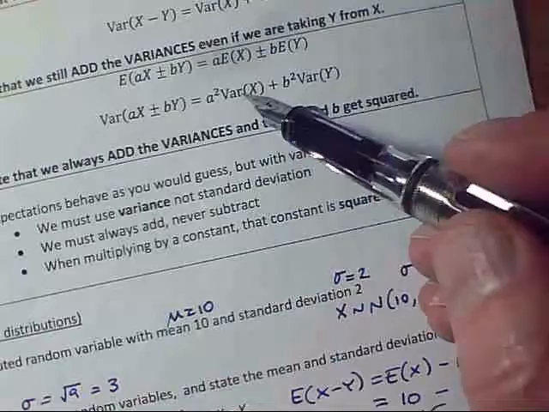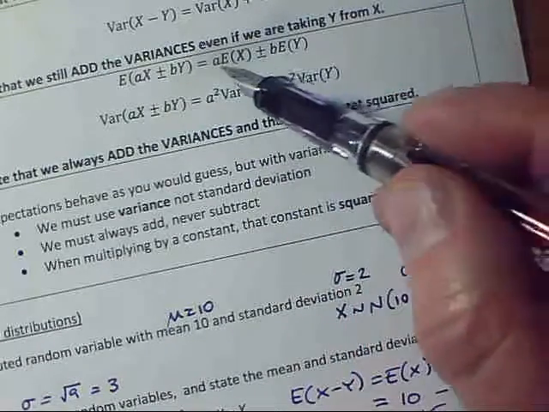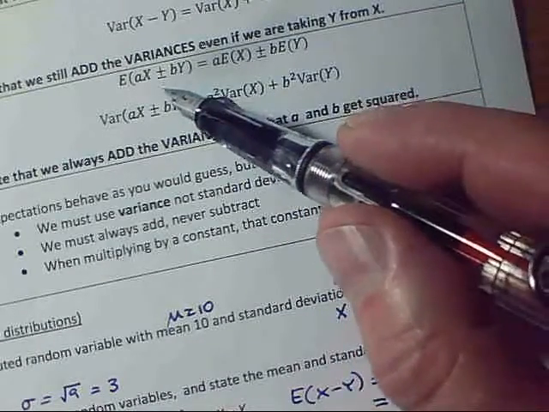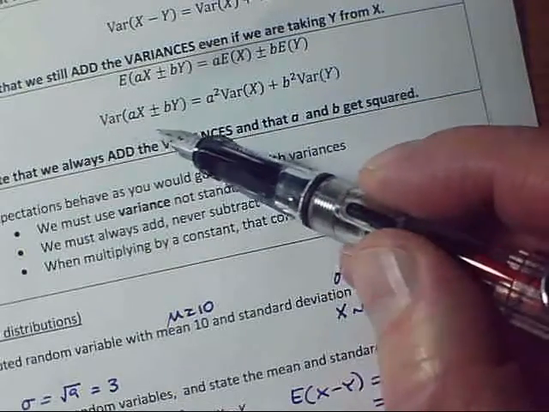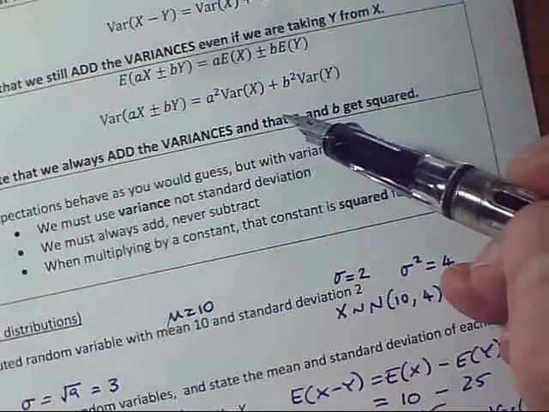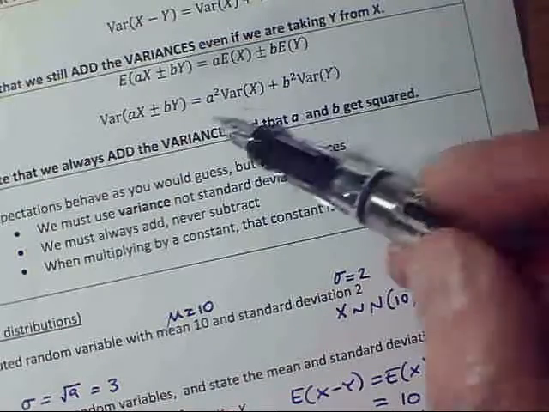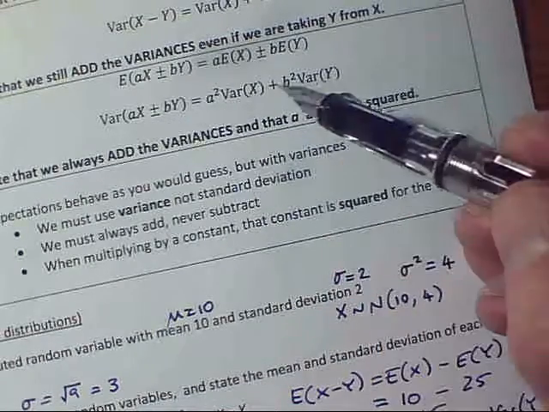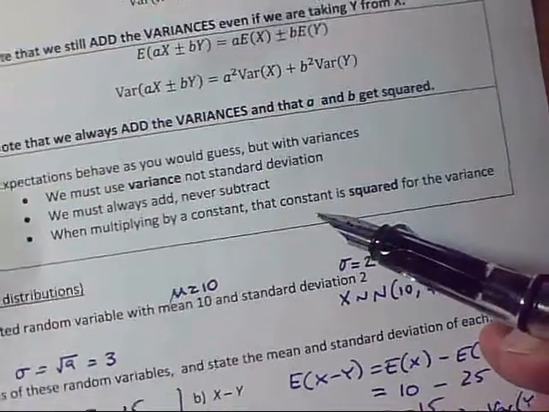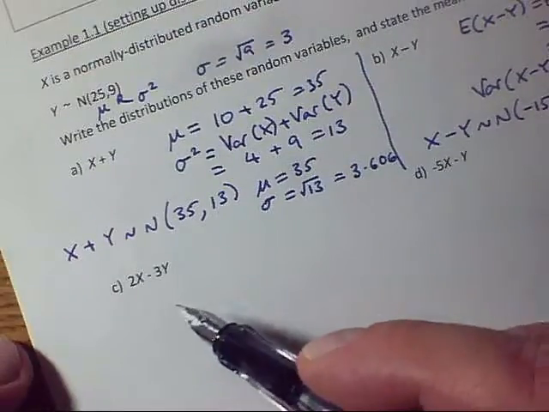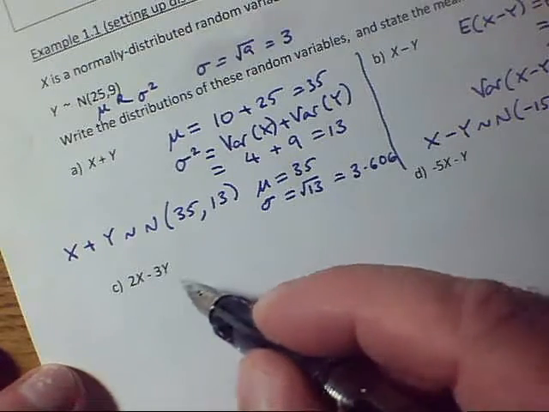Notice that we've already seen when we subtract random variables, we get a subtraction of the means. But when we subtract random variables, the variances always get added. So this is not a misprint. That's a plus or minus, but this is always a plus regardless of whether we're plussing or minus-ing. So we'll need to use that here, because for this one I've got the 2x minus 3y.